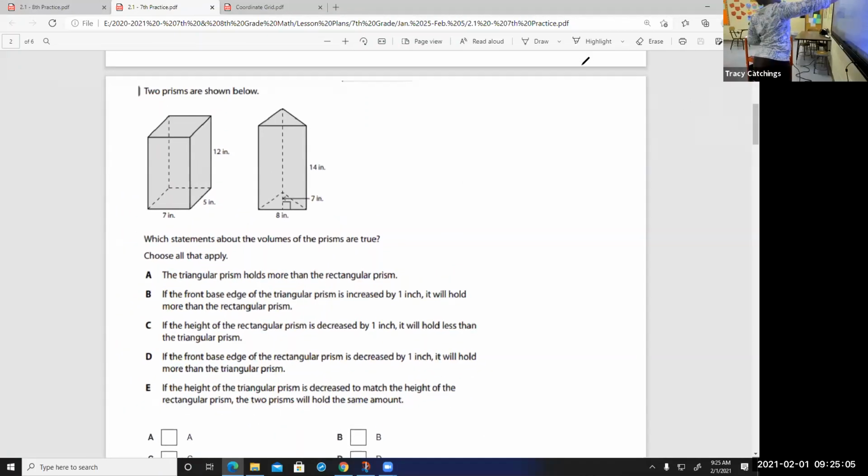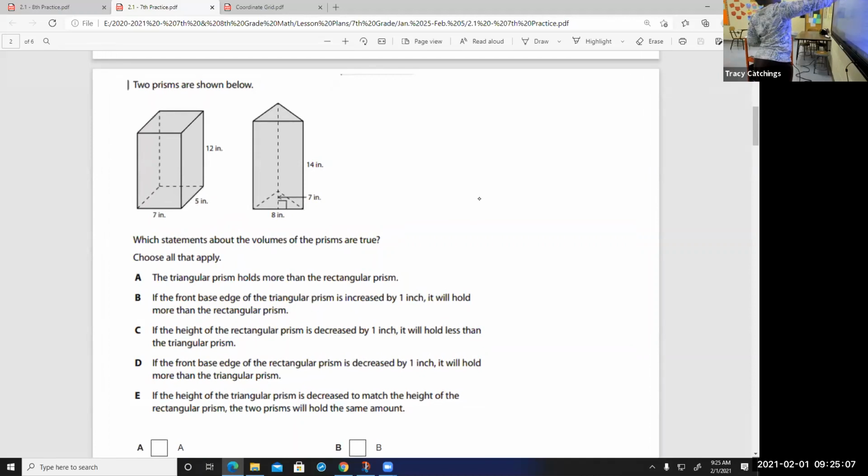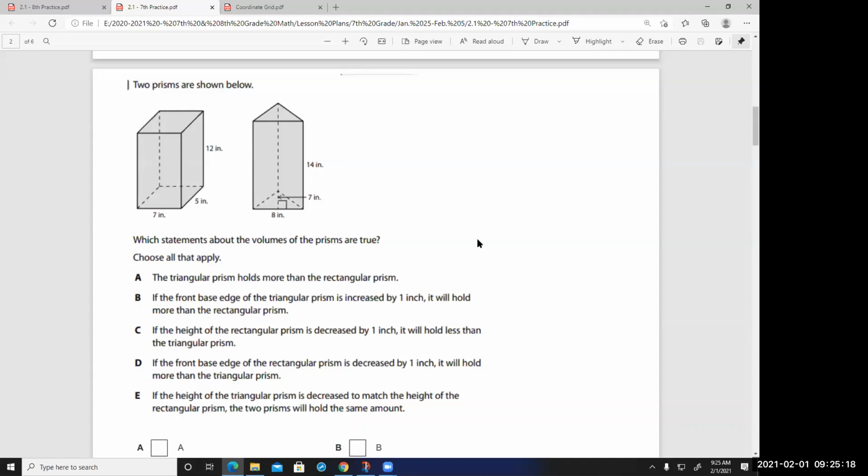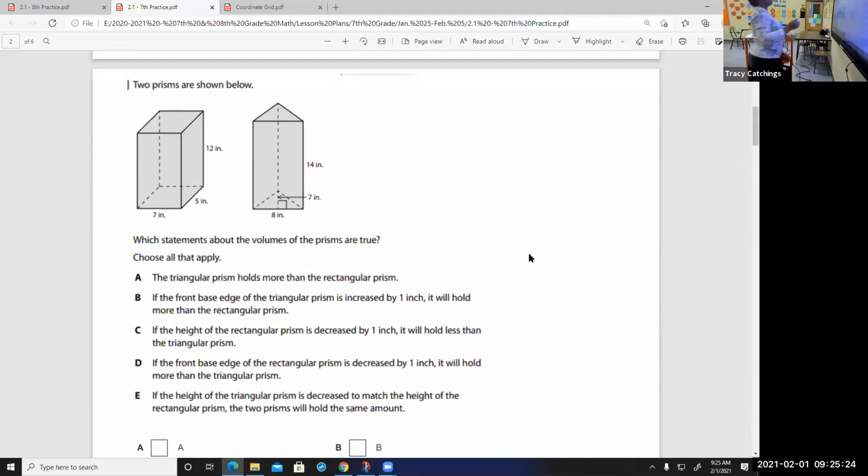All right, 2 prisms are shown below. They want to know which statements about the volumes of the prisms are true. We have to solve it first before we can answer the question. Good, Kennedy. So let's look at the first prism.